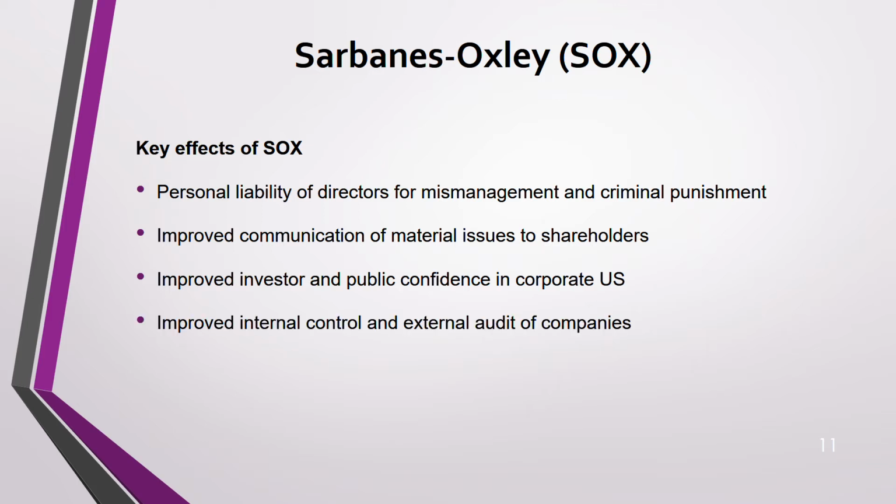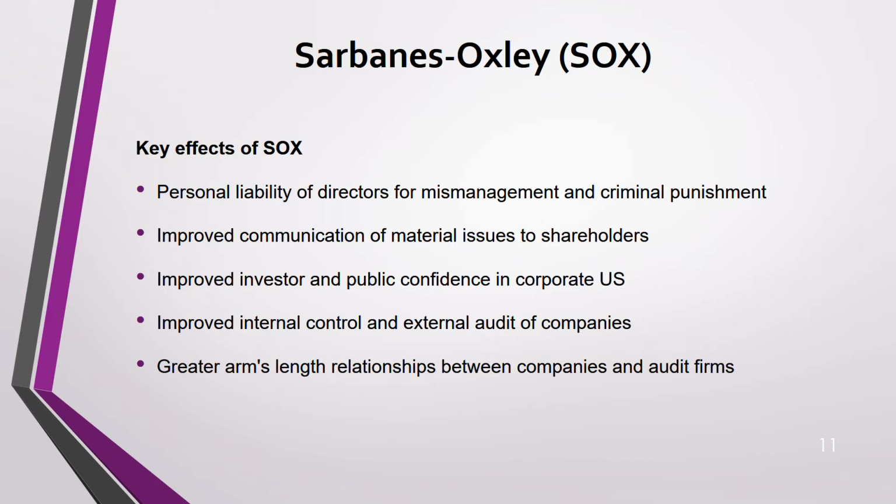Improve internal control and external audit of companies. Yes, your internal control will be better. External audit is also happening in a better way because of the Sarbanes-Oxley Act. Greater arm's length transaction between companies and audit firms. Arm's length transaction means which is happening in the normal market.